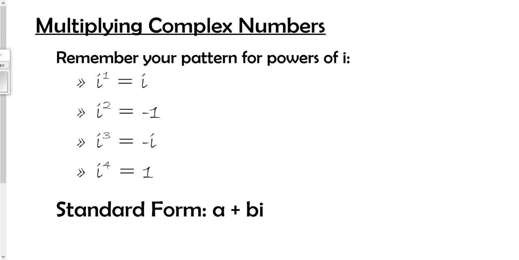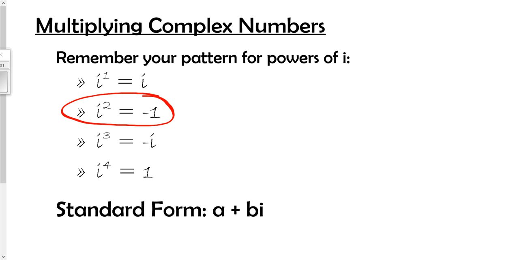One thing that we need to really make sure that we remember is, again, this most important relationship that i squared equals -1, because in that relationship, we can see how an imaginary number becomes real. So i to the first is just i, i squared is -1. If we have an i cubed, that's a negative i, and if we have an i to the fourth, that becomes a positive 1.